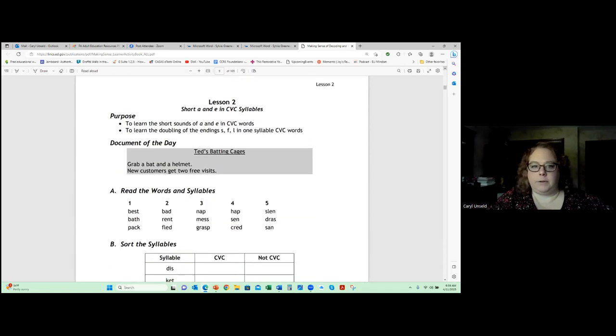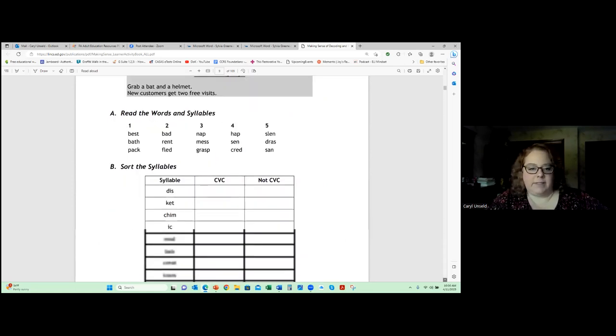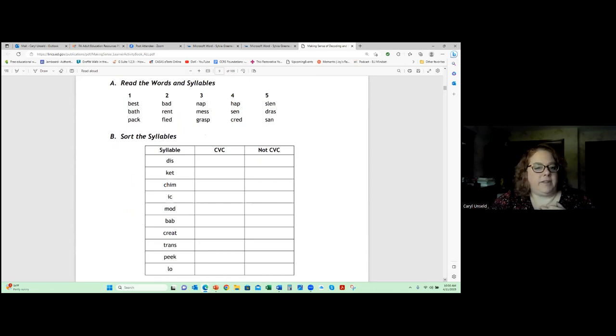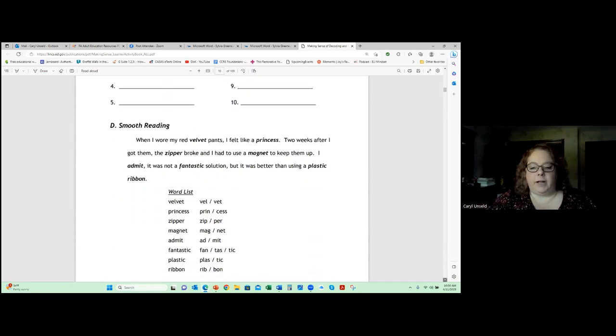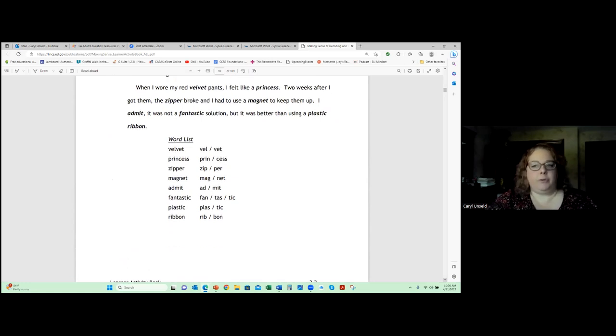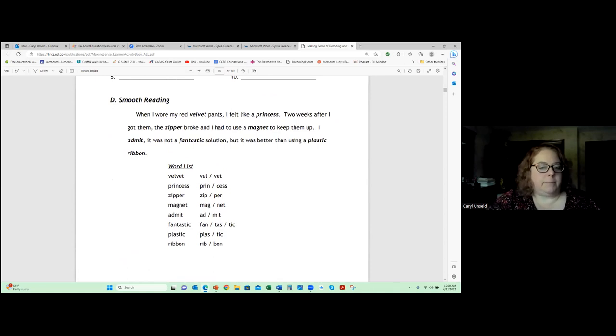I hope I didn't take anybody on a roller coaster ride there that made you feel sick scrolling through that. So this is an example of one of the lessons, and it gives you the purpose each day and the text that you're going to use. In this lesson, you're focusing on the short A and E in CVC syllables, so consonant, vowel, consonant. It takes you through different activities that take about 10 or 15 minutes to do. And it is one long document that has all kinds of lessons. I can't remember how many, but there are quite a few that cover most of the rules in basic alphabetics and move you into some of the advanced alphabetics.